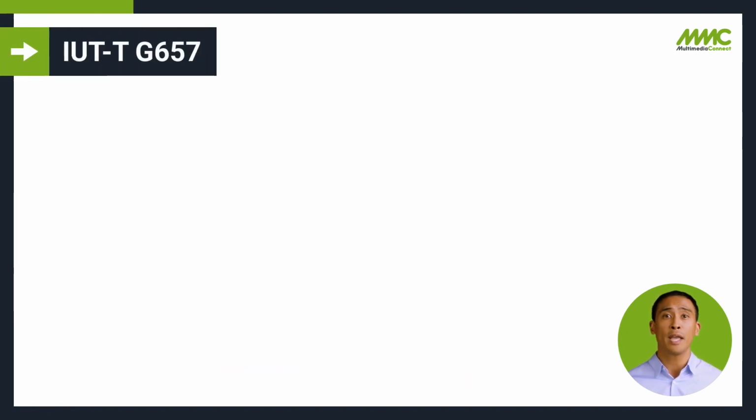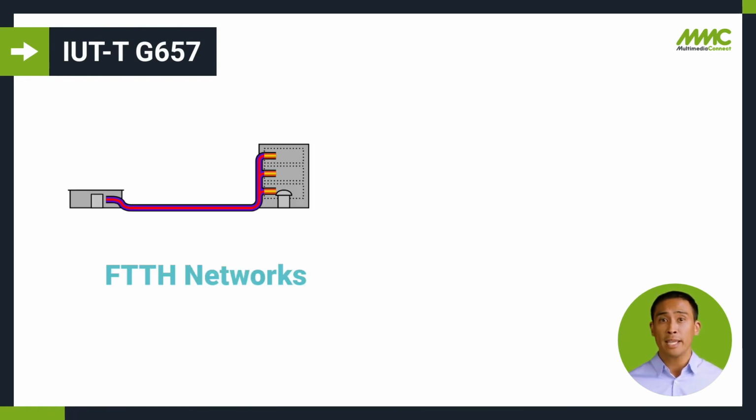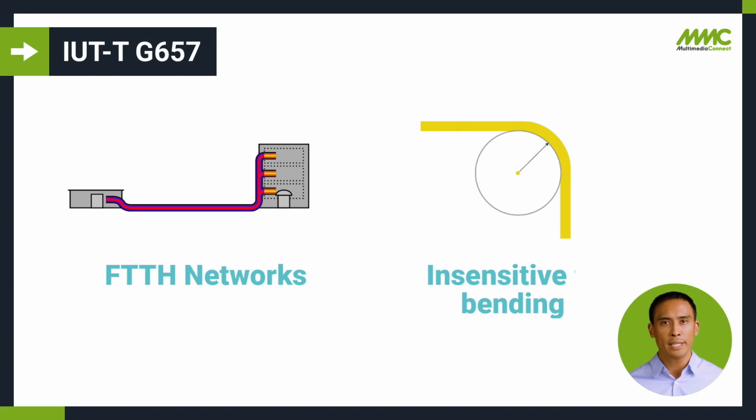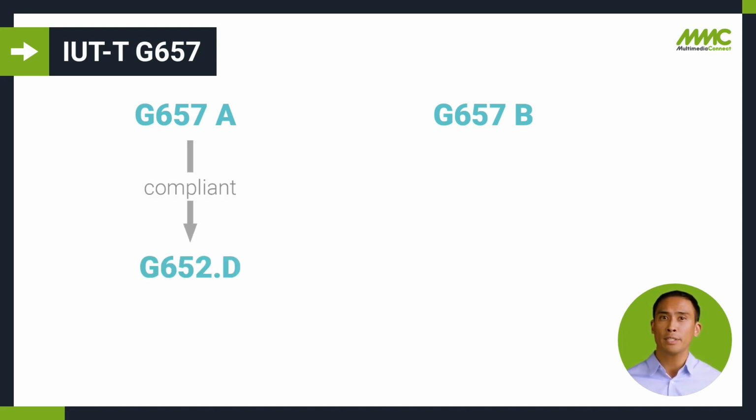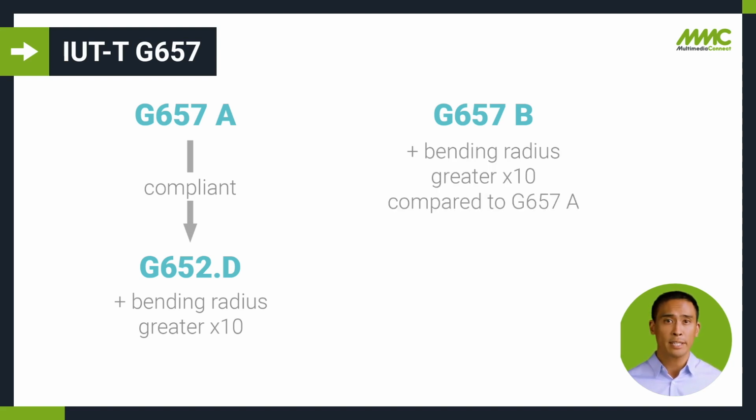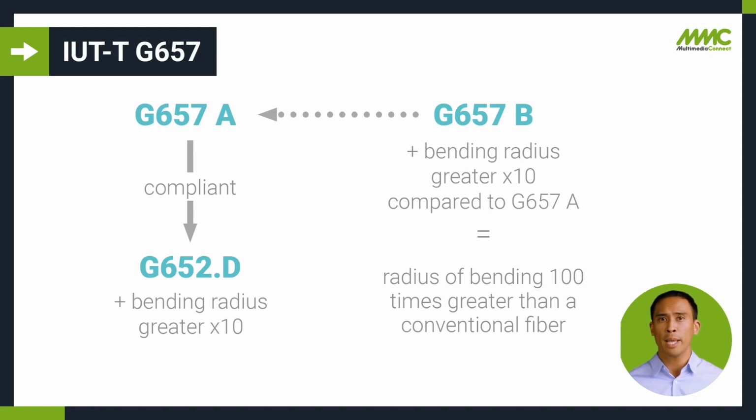Finally, the third single-mode optical fiber the most used is called ITU G657, mainly used in FTTH networks. This optical fiber is not sensitive to the curve radius. 2 types of G657 exist: G657A and G657B. The G657A complies with G652D, yet its curve radius is 10 times that of the G652D's. The G657B is even more insensitive to the curve radius and has a 10 times greater curve radius compared to G657A. That is, a curve radius almost 100 times more important than a traditional optical fiber.